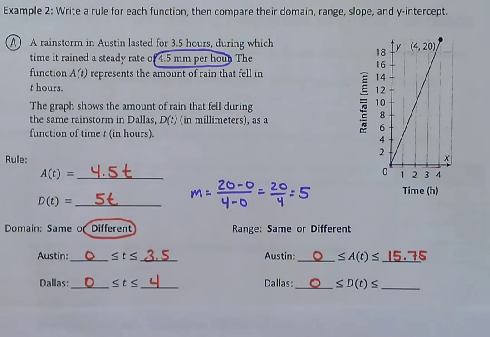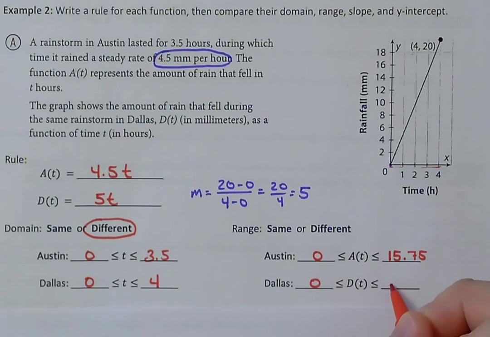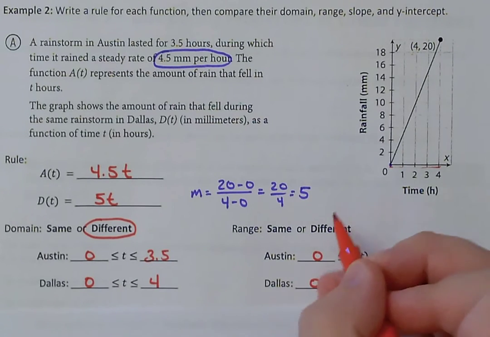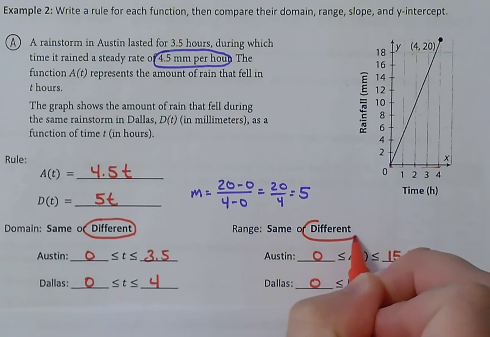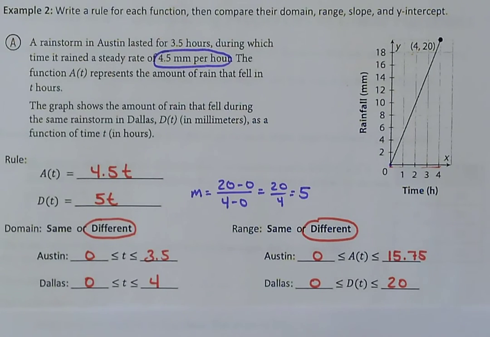Now for Dallas, all we have to do is look at the graph, and the maximum of our graph is at 20. So that means the top parameter of my range is going to be 20. So, is the range the same or different? My ranges are different in this case because they both end at a different spot.